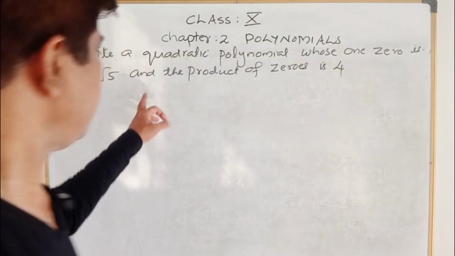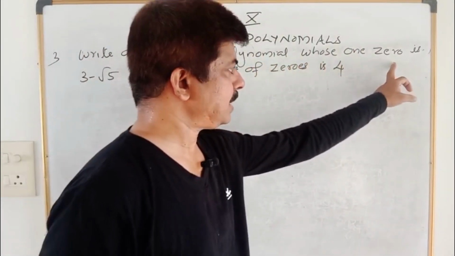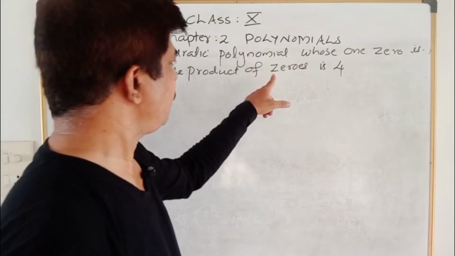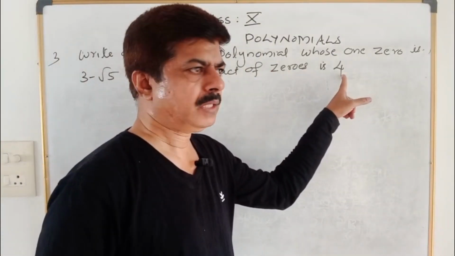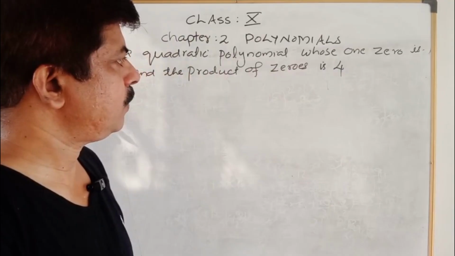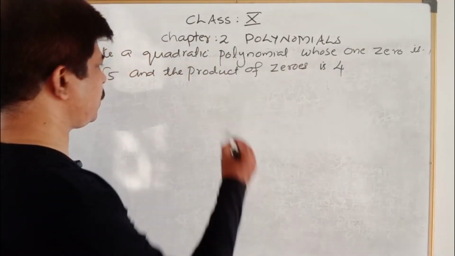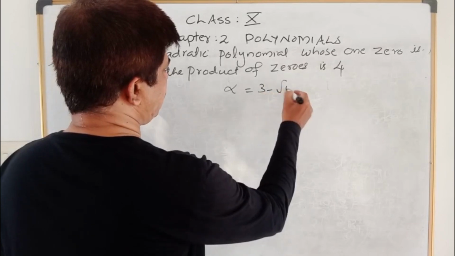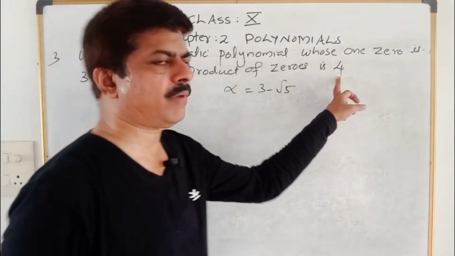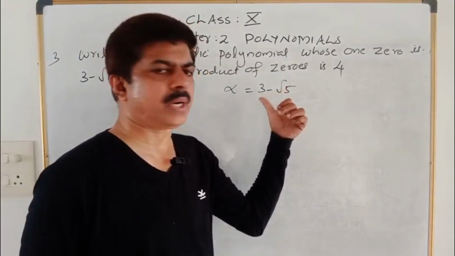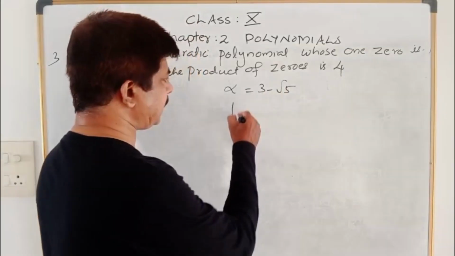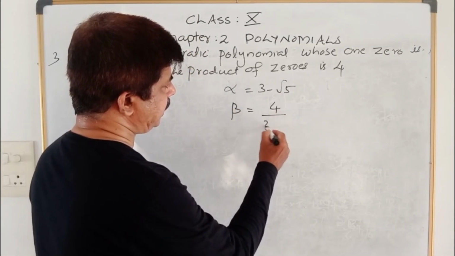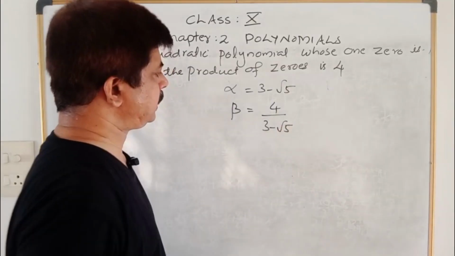Is it clear? Write a quadratic polynomial whose one zero is 3 minus root 5 and the product of zeros is 4. The product of two zeros is given as 4. Then we are given only one zero. One zero means alpha is already given, 3 minus root 5. But this 4, what is the value of 4? 4 is actually the product of two zeros. Then how will you find the other zero? The other zero we can find by dividing 4 by 3 minus root 5.